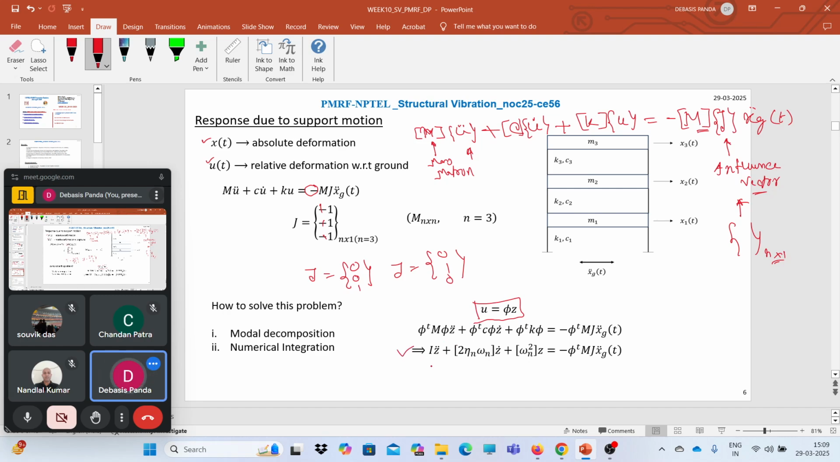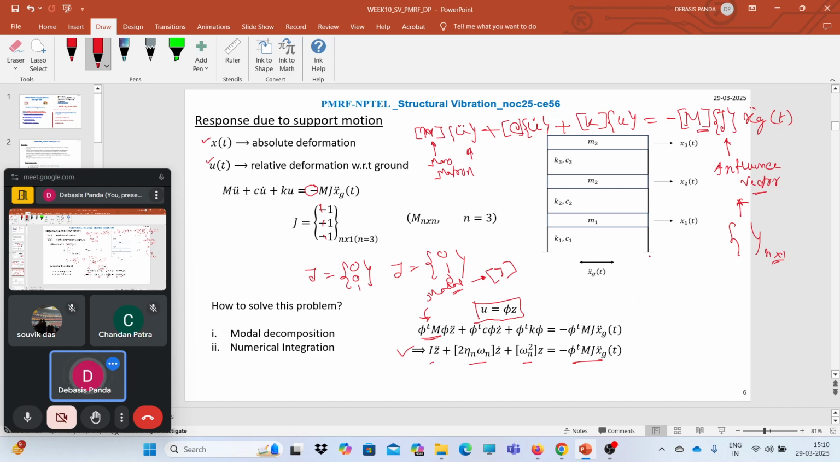Now finally, if we use this transformation u equals phi into z, then the equation of motion will look like this: I, because phi transpose m phi will be the normalized mass matrix, or the modal mass matrix, and from the orthogonality property, we have already seen that the modal mass matrix is nothing but an identity matrix. So I into z double dot plus twice eta omega n z dot plus omega n square z equals minus phi transpose m j and x double dot of g, right?